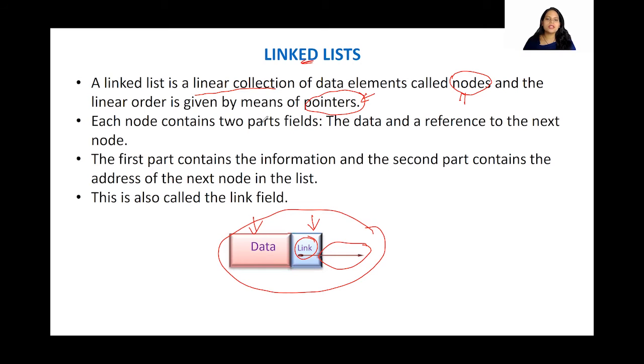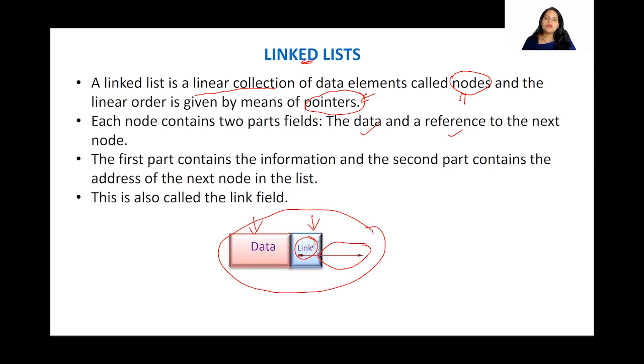Each node contains two fields, as I said: the data and the reference to the next node. This reference is nothing but the link section. The first part contains the information and the second part contains the address of the next node in the list. So this is also called a link field.